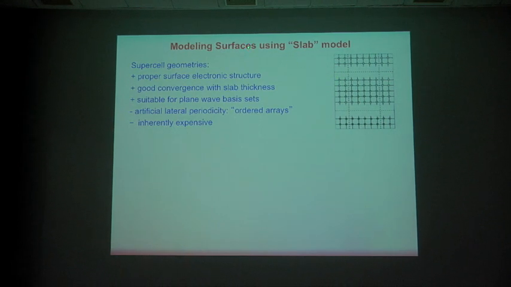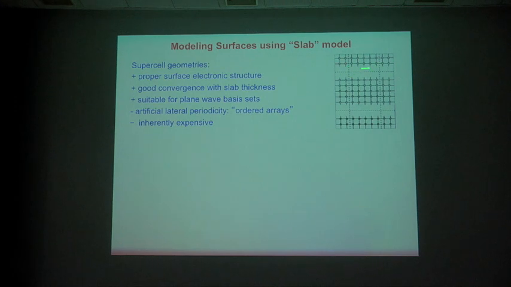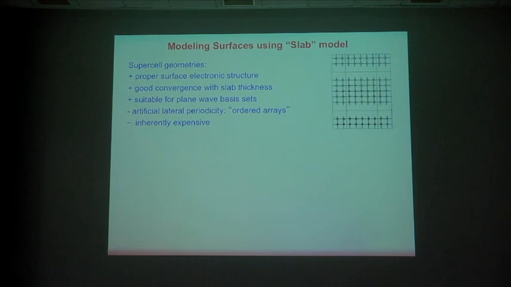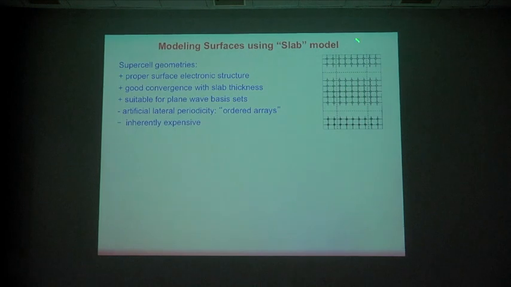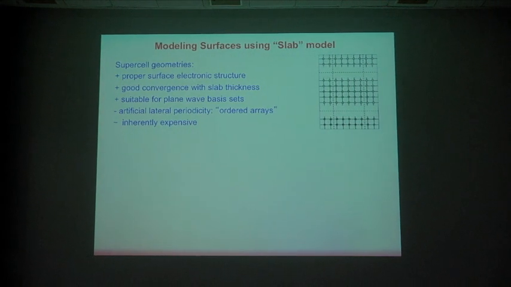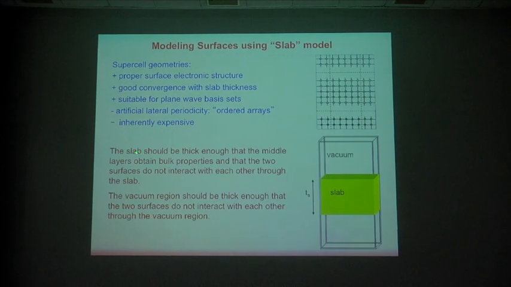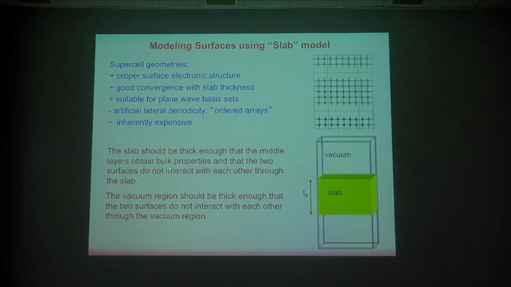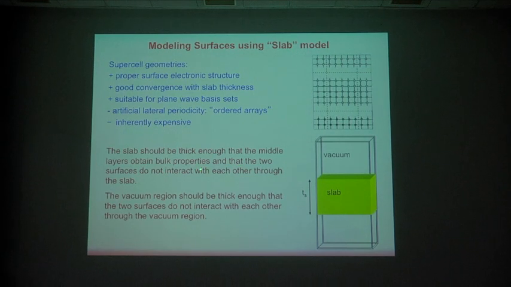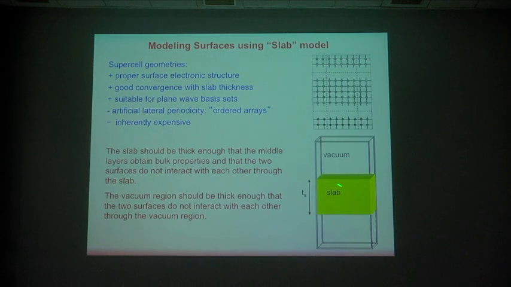Now in our DFT calculation, what you do is that you put some vacuum above it. How much vacuum you put depends on whether the interaction between this slab and the next slab is negligible, 0. So the slab should be thick enough that the middle layer obtains bulk properties and that the two surfaces do not interact with each other through the slab.